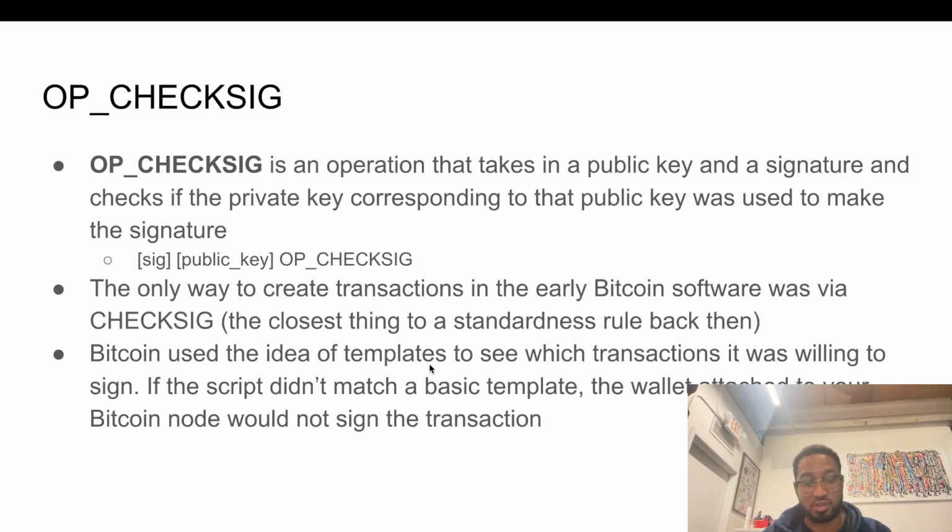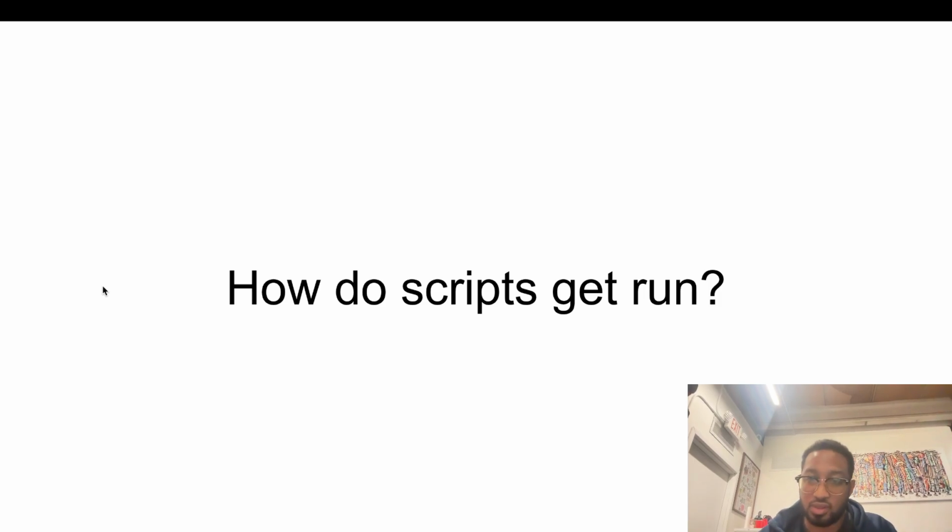And when Satoshi first released the software, he didn't want anyone going crazy with the scripts. So his software didn't allow you to make any crazy scripts. Instead, he kind of enforced this paradigm of only having addresses that correspond to scripts of forms like this: op check sig, pubkey, and your signature. So how do scripts get run?